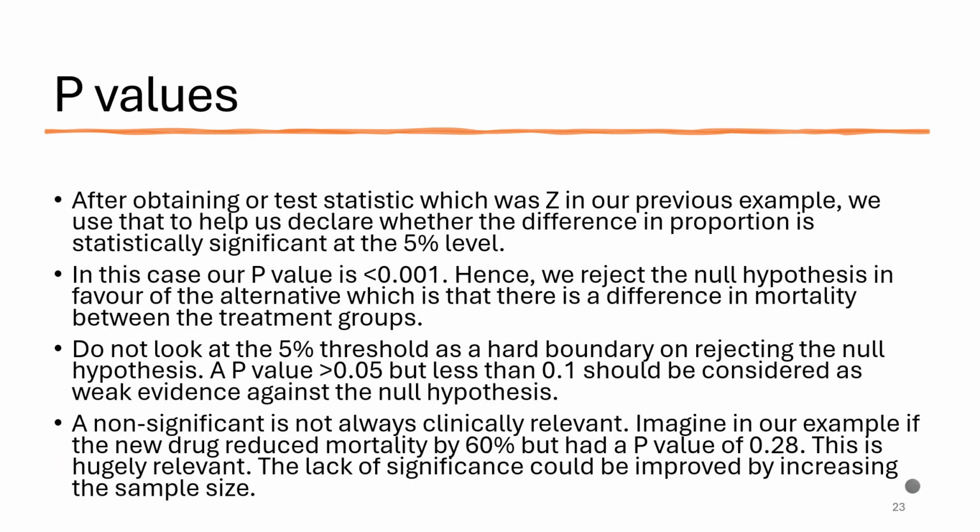So, after obtaining our test statistic, which was that Z value, 85 point something, that we had in the previous slide, we use this to help us declare whether the difference in proportion is statistically significant at the 5% level or not. In our case, the p-value is less than 0.01. Hence, we reject the null hypothesis in favor of the alternative, which is that there is a difference in mortality between the treatment groups, right? So this also kind of answers part of question 1 asked on the previous slide.